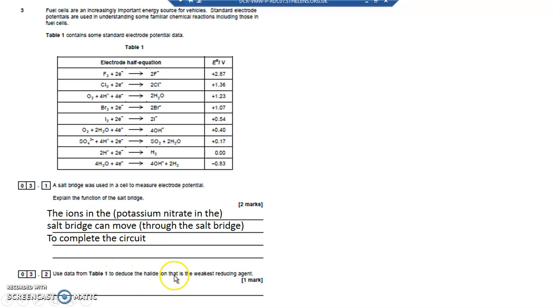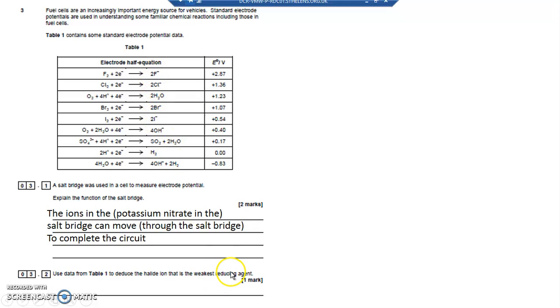Use data to choose the halide ion that is the weakest reducing agent. A halide is something like F minus, Cl minus, Br minus, I minus. If we have a look at these, we've got F minus, Cl minus, Br minus, and I minus. Even if you weren't sure, you'd pick either F minus or I minus, the extremes. It's never going to be the two in the middle, Cl and Br. If it's the weakest reducing agent, it's one of those two.